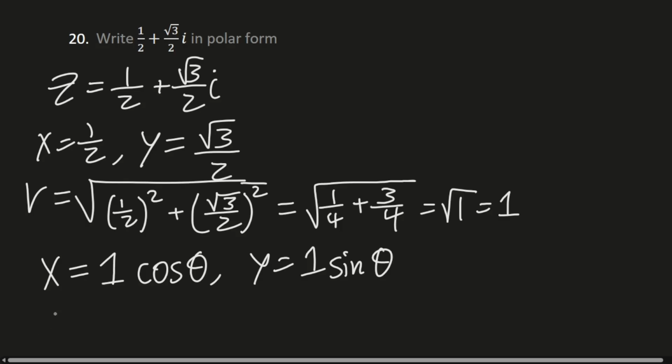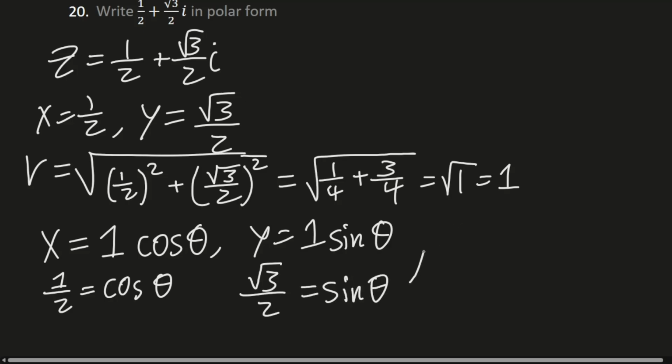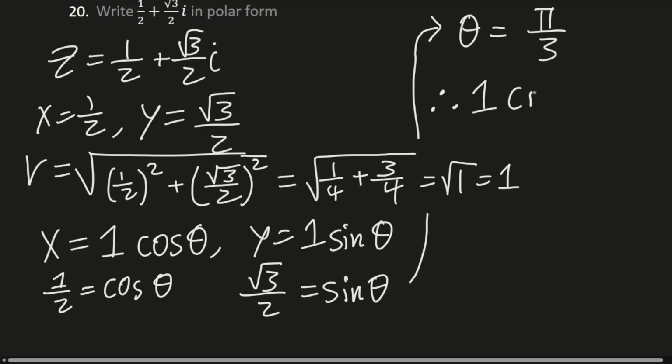And so cosine of theta is equal to 1 over 2, and square root of 3 over 2 is equal to sine of theta. And so theta is equal to pi over 3, which means that the equation becomes 1 times cis of pi over 3.